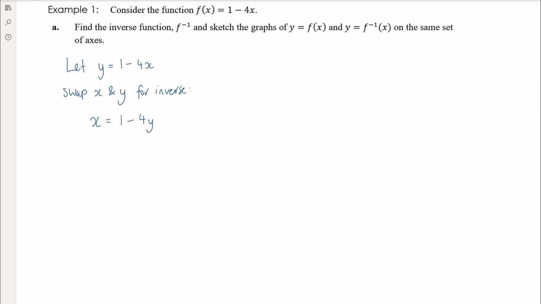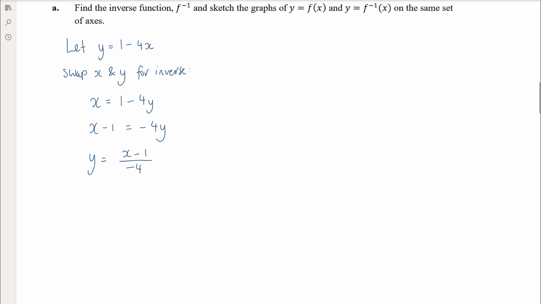In doing that, the process of doing this is how we generate all the inverse operations. If we want to undo the things that are happening to x in the original function, we can do that by doing the inverse operations to both sides of the equation. So if we subtract 1 from both sides, that's the opposite of adding 1, which is what's happening in the original function. If we then divide both sides by negative 4, that's the opposite of multiplying by negative 4, which is what's happening in the original function. And so this process of swapping x and y and then rearranging to make y the subject is how we're generating all those inverse operations.